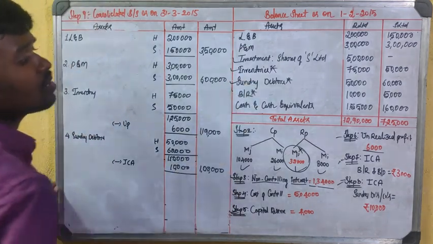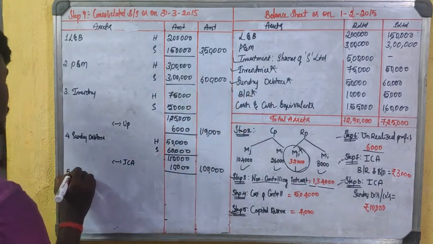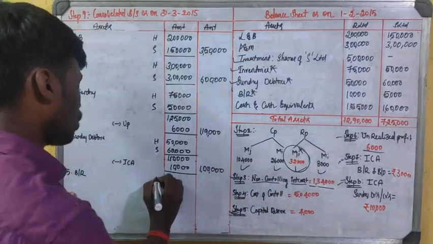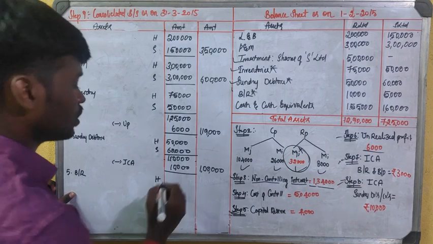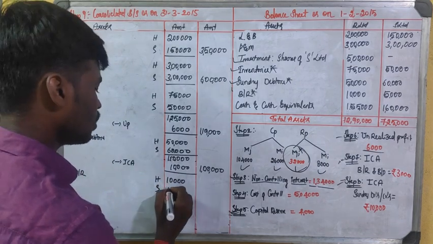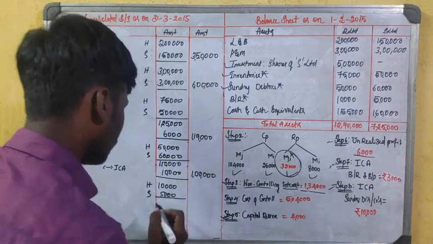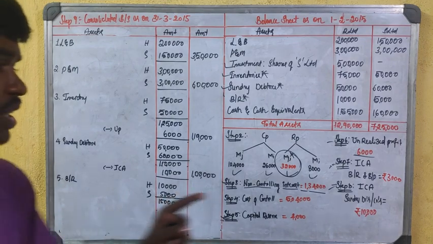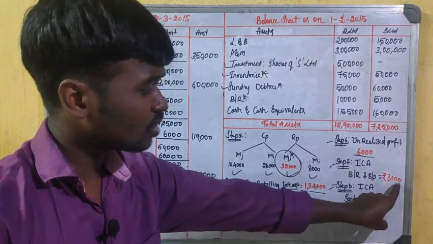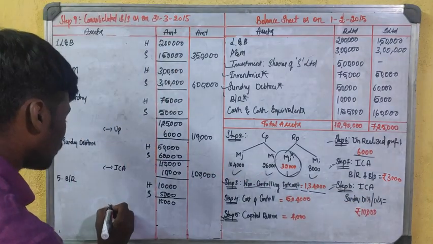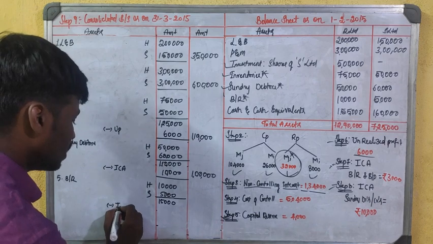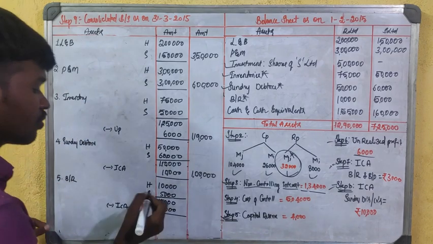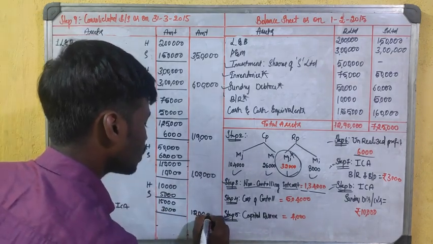After sundry debtors, next you have the bills receivable. Take both values, holding company and subsidiary company, 10,000 and 5,000. Total you will get 15,000. Regarding bills receivable also you have the intercompany adjustment, that is we have to treat this 3,000 as an intercompany adjustment, right? So we deduct that 3,000 from 15,000, and you will get 12,000 as the balance.